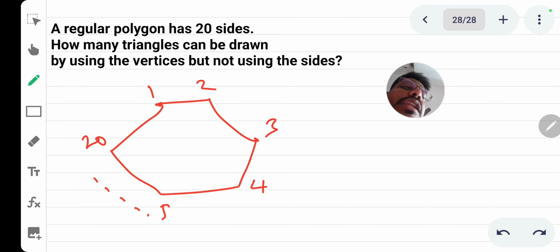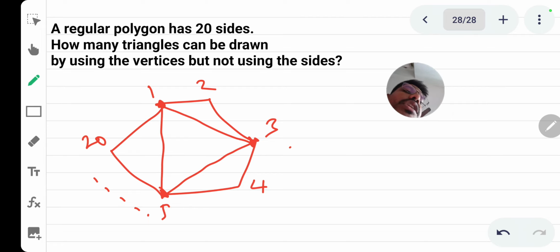You can select the 3 vertices like this. Let us say you selected 1, then you selected 3, and then you selected 5, and then you join these 3. You will get a triangle. Now this triangle can be counted because no side of the triangle is the side of the polygon.